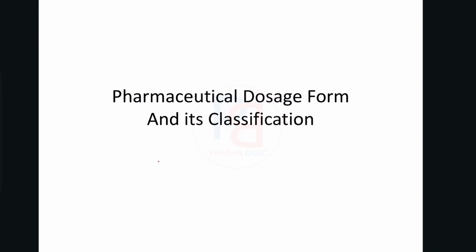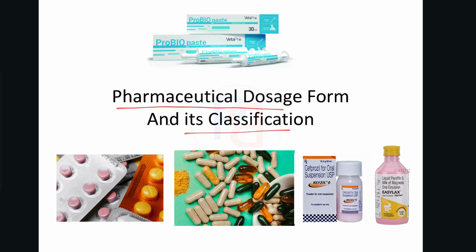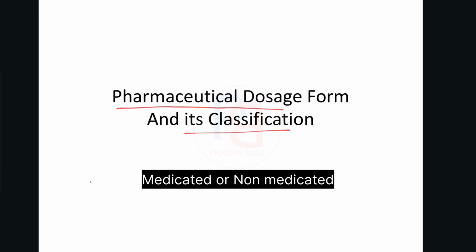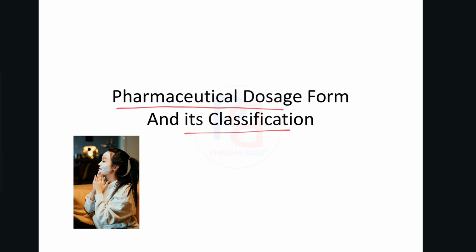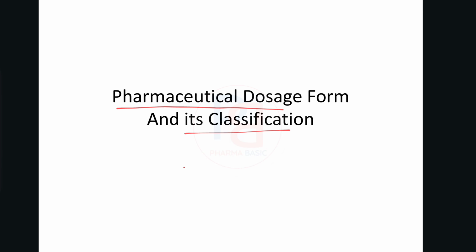Today we are going to discuss the pharmaceutical dosage form and its classification. So what is a pharmaceutical dosage form? Pharmaceutical dosage forms are nothing but the final pharmaceutical products which we use. For example, tablet, capsule, suspension, emulsion, paste. These dosage forms may be medicated or non-medicated. Some are used for beautification, some are for cleansing, some are medicated.